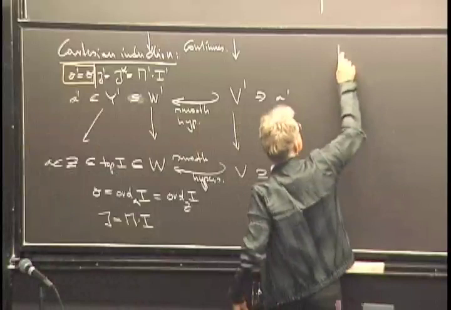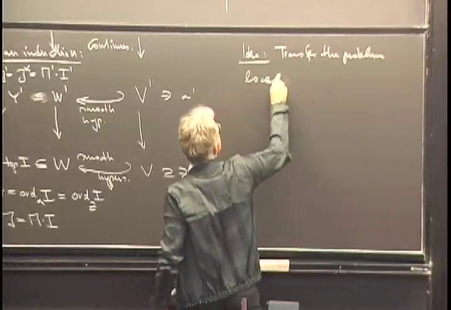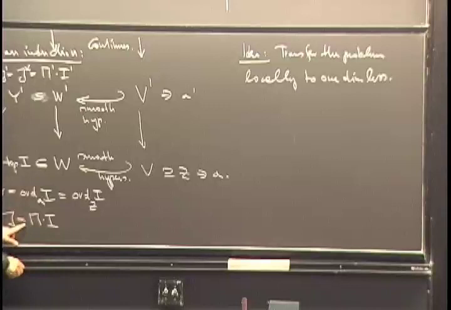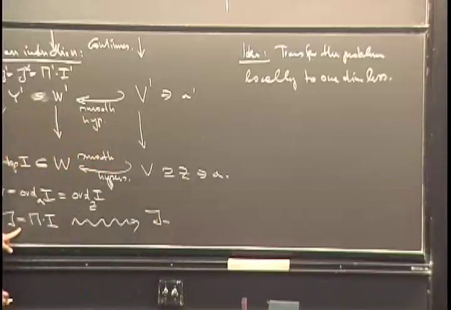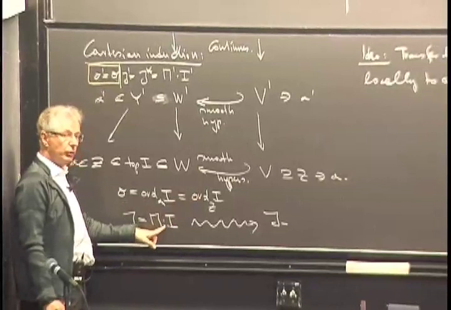So the idea is: transfer the problem locally to one dimension less. I won't be very explicit how you descend in dimension, but the point is that inside V you can define what is called the coefficient ideal, which I denote by J minus in order to indicate that the dimension has gone down by one. And it turns out that this coefficient ideal has again a factorization, M minus times I minus.